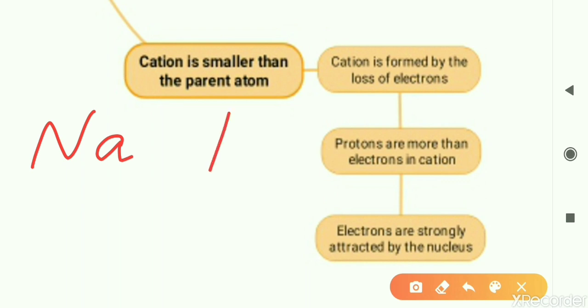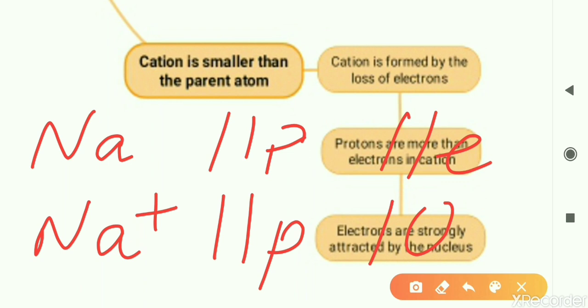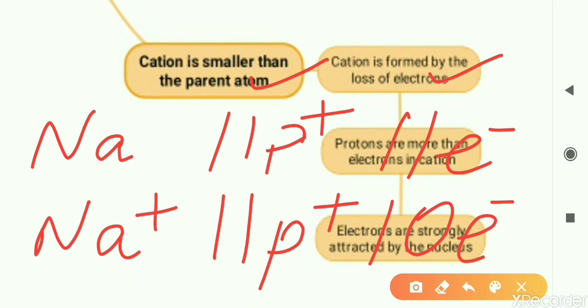Sodium normal atom contains 11 protons and 11 electrons. If it loses one electron, it will still have 11 positive charges, but it has lost one electron, so it will have 10 electrons. Now, if we compare here, in the normal atom, 11 protons are balancing or attracting 11 electrons. But in the positive ion, the same number of protons, that is 11, is attracting 10 electrons.